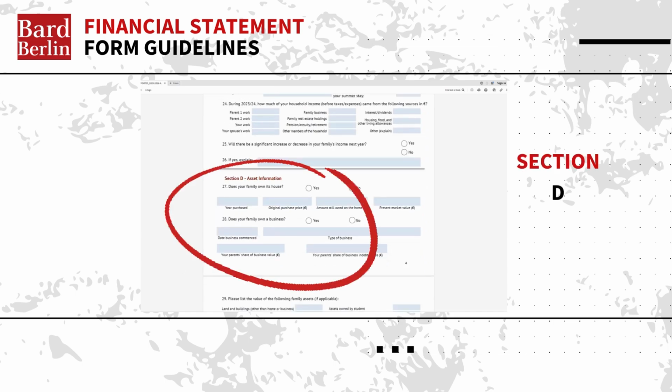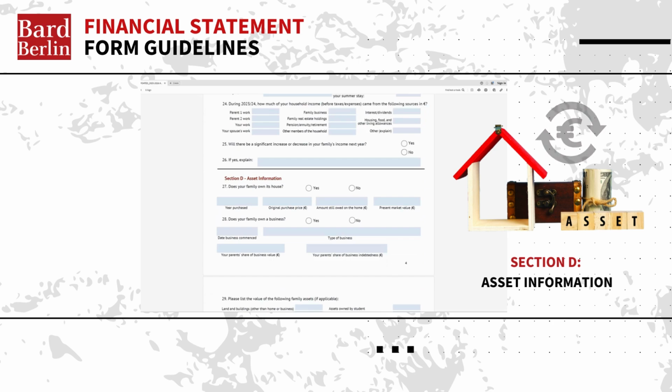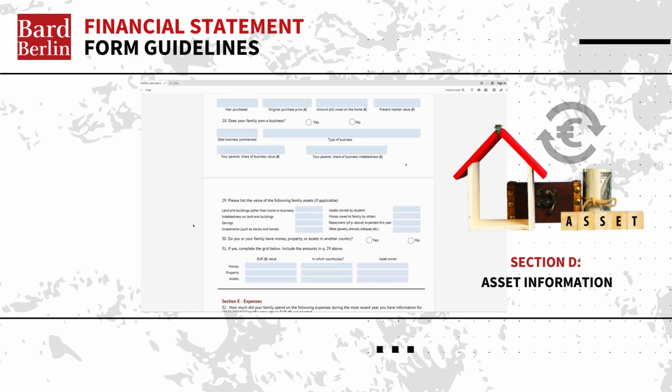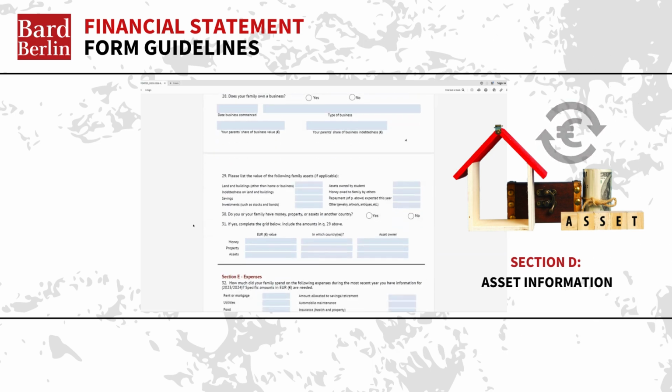Section D asks for information about assets such as property, business interests, land, and investments. For home property, provide details such as original purchase price of the home, current market value, and any outstanding mortgages. If you or your family own a business, include the business's value and its type. For other family assets such as land and investment, list their current values and any income generated from them.